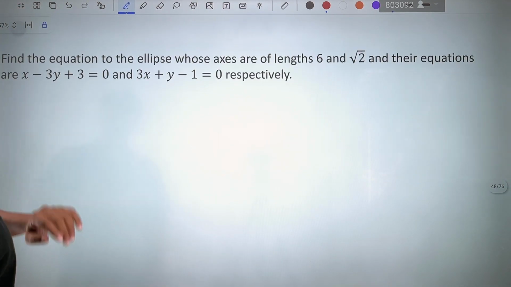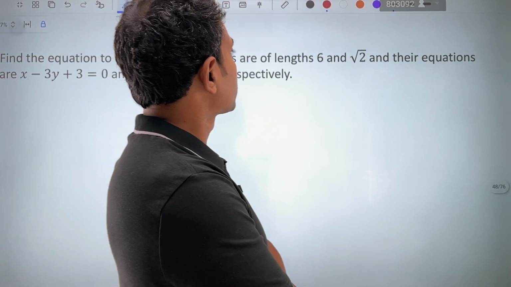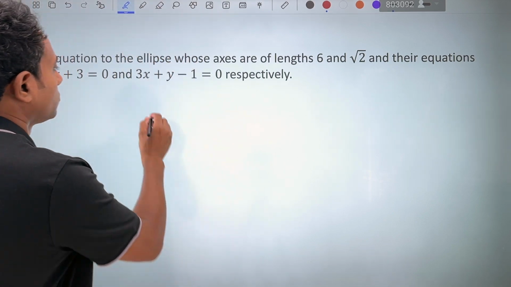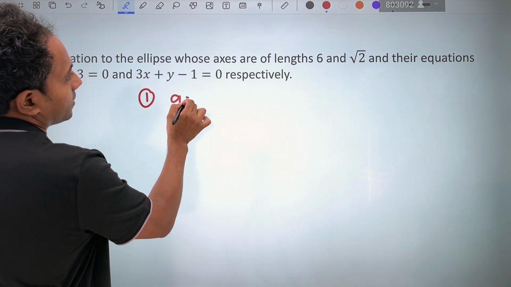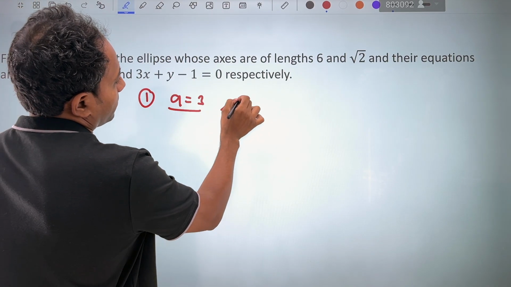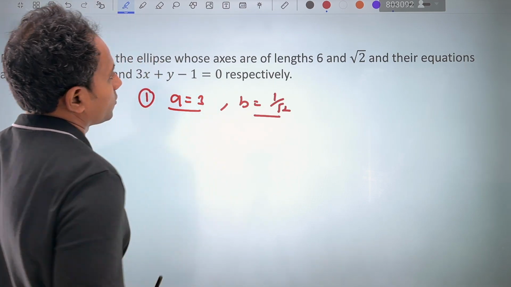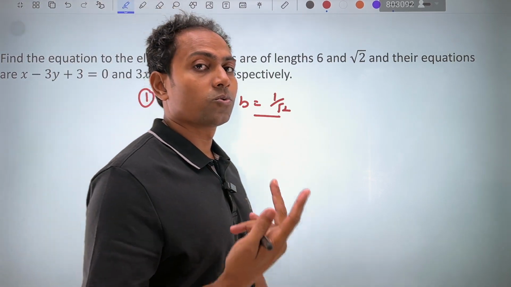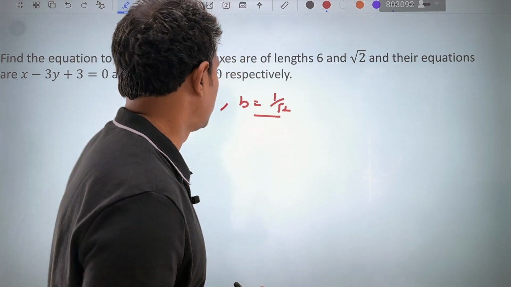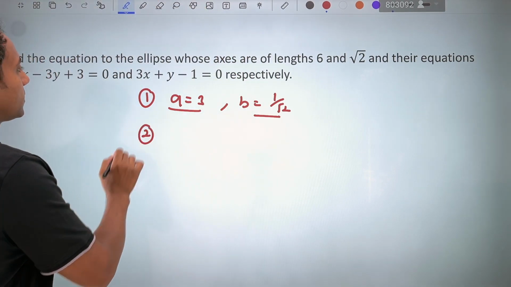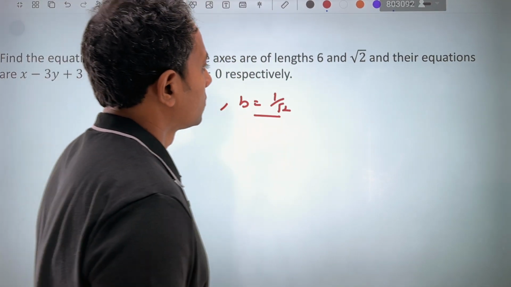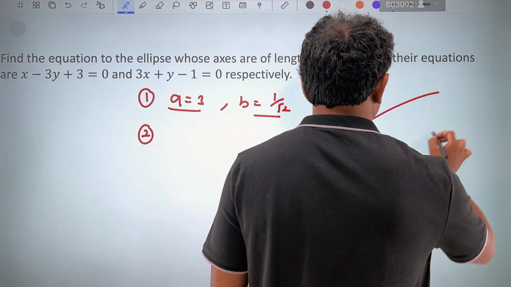So this question is given: find the equation of the ellipse whose axes are of length 6 and root 2. So they have given you the value of A, that is 3, the value of B, that is 1 by root 2. Because they have given the values of 2A and 2B, you need to be clever enough to find the values of A and B. Second, they have given you the equations of the axes. So let me draw the diagram and show you.